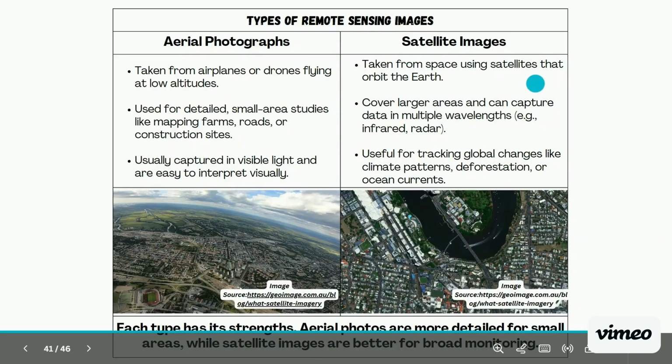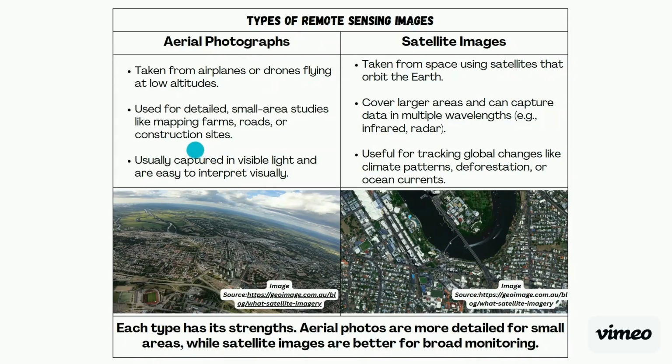The types of remote sensing images. So you get aerial photographs and satellite images. Those are your types of remote sensing images. Aerial photographs are taken from airplanes or drones flying at low altitudes. These photographs are used for detailed small area studies like mapping farms, roads, or construction sites. And they are usually captured in visible light and are easy to interpret visually.